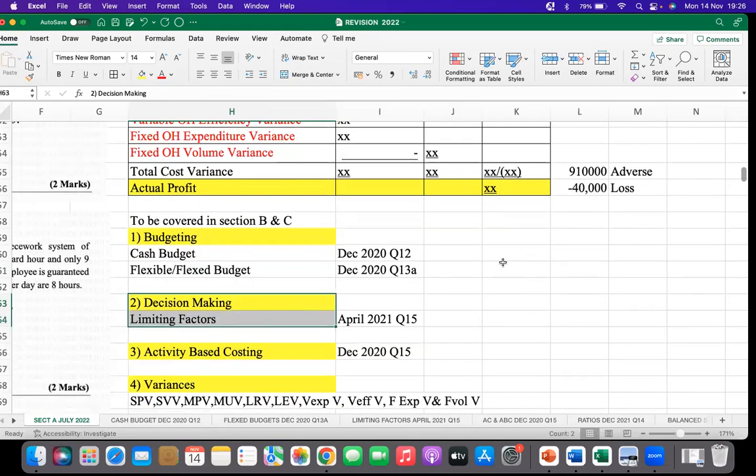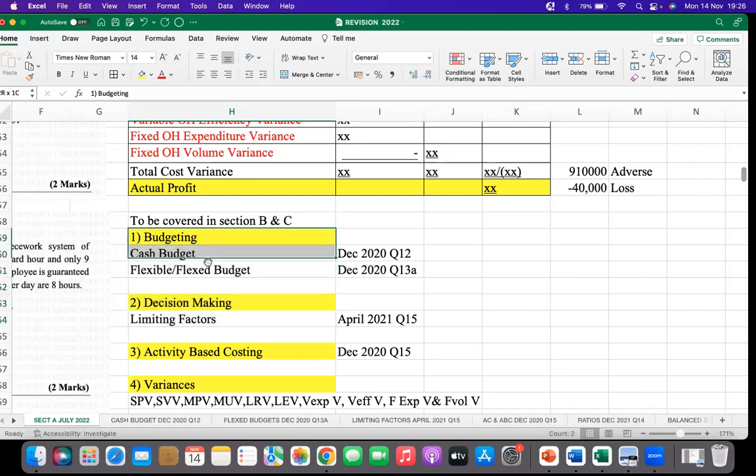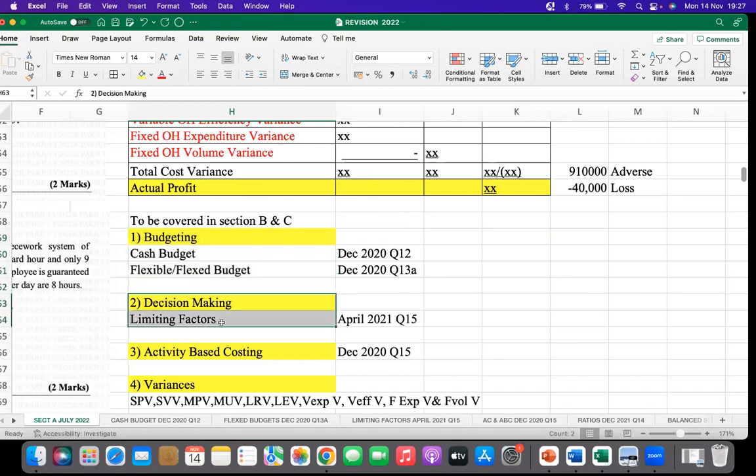My focus today was to cover Section A questions and also to guide you on how to answer questions, which I've already done. So I'm now starting what I was to cover on Thursday because we have managed our time. On Thursday, it's only 4 hours. We cannot cover everything in 4 hours. That is why I want to at least cover budgeting today and maybe decision making if we have time.